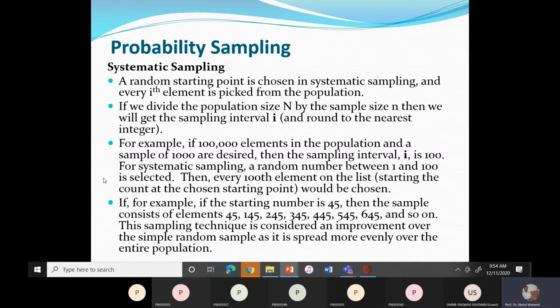For systematic sampling, first we have to decide the starting number. Suppose our starting number is 45. Then taking the interval of 100, the first element would be 45, and the second would be 145, 245, 345, 445, and so on. In this way, we get the data from the sample units for our sample, and this is systematic sampling.